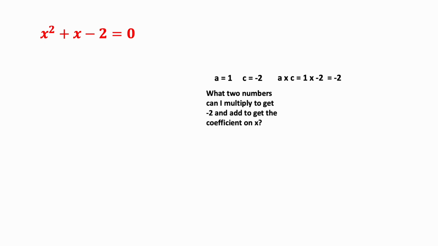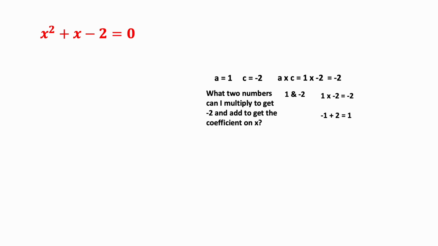Now ask yourself this question. What two numbers can I multiply to get minus 2 and at the same time add those two numbers to get the coefficient on x? And the coefficient on x is 1. So think about it. What are those two numbers? You should come up with 1 and minus 2.